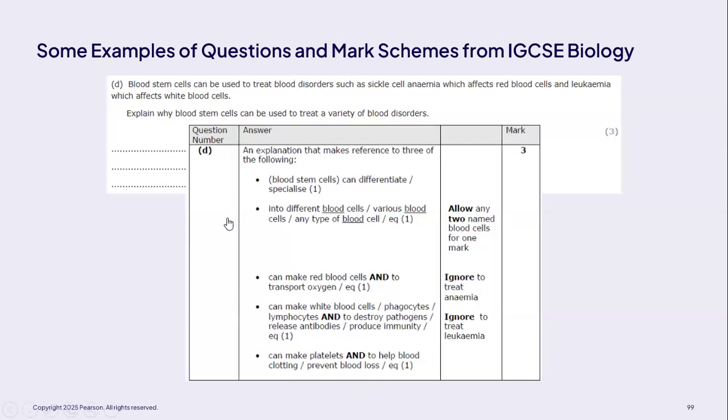So the next question is a 3-mark question, and it's an explanation. So it is AO2. Blood stem cells can be used to treat blood disorders such as sickle cell anemia. It tells you a bit about sickle cell anemia. Explain why blood stem cells can be used to treat a variety of blood disorders. So you're being asked to explain why blood stem cells can treat blood disorders. So an explanation that makes reference to 3 of the following. There are 3 marks. There are 5 possible statements that are worthy of a mark. So any 3 of those statements will gain 3 marks.